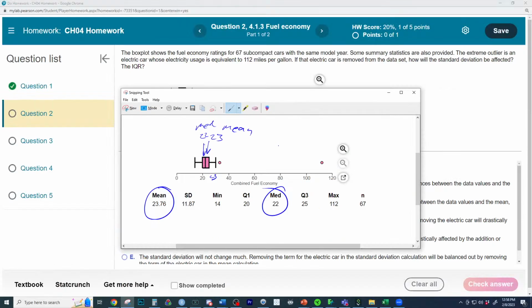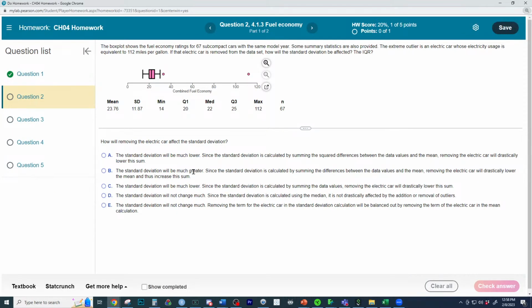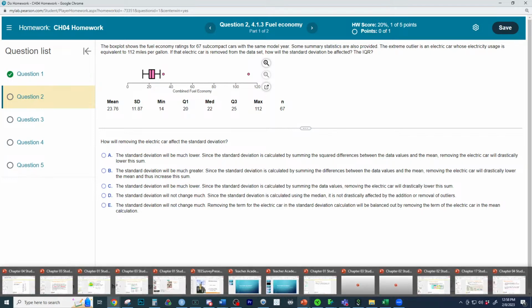Really great note we need to have, and it's probably going to go in that direction because those outliers are pretty big. How will removing the electric car affect the standard deviation? So that's an electric car up there, it's saying. So standard deviation is a metric of spread from the mean.